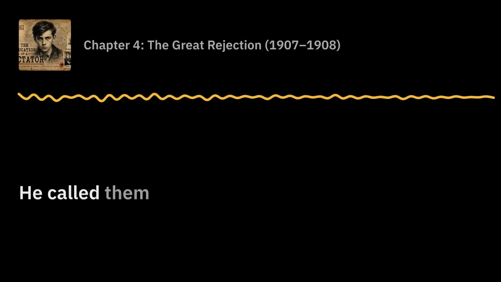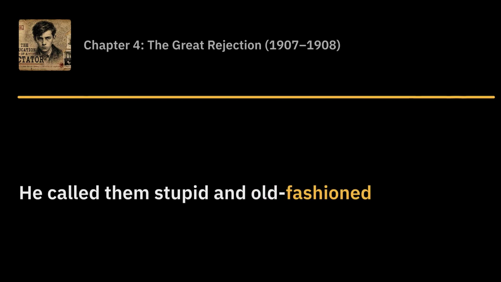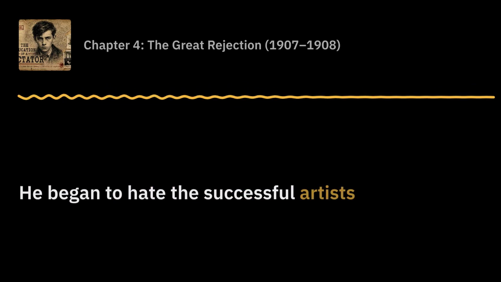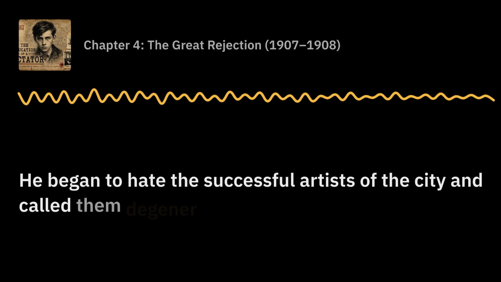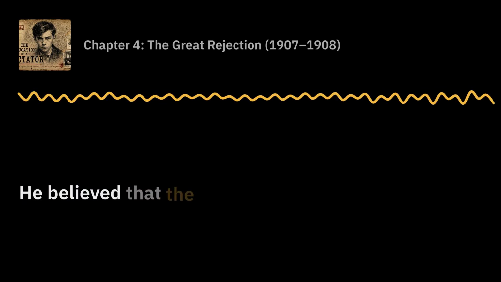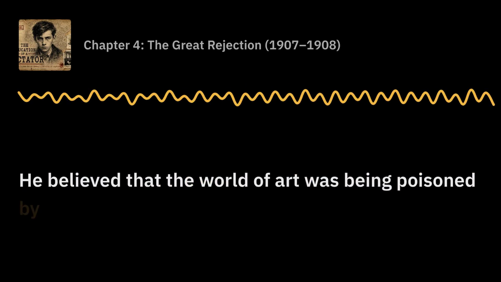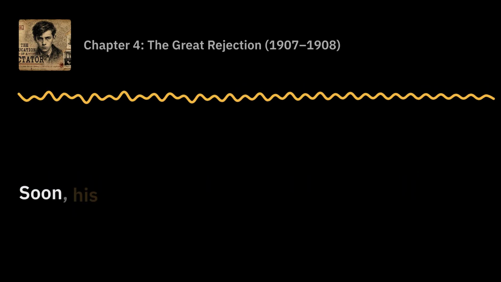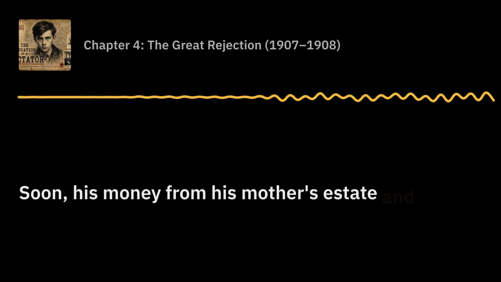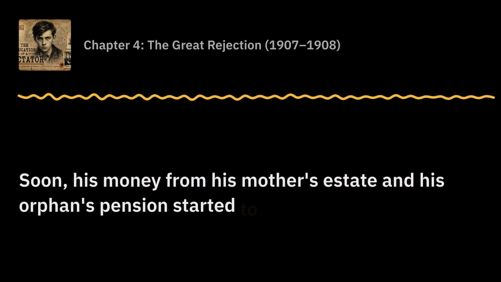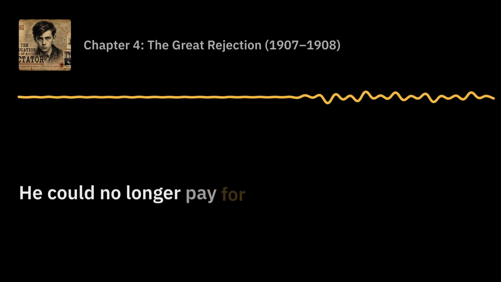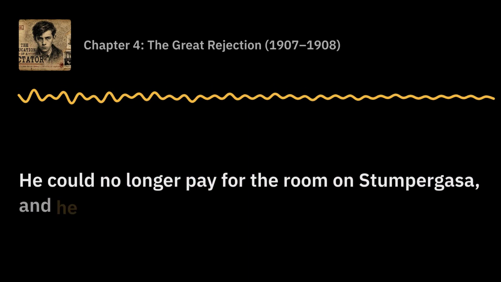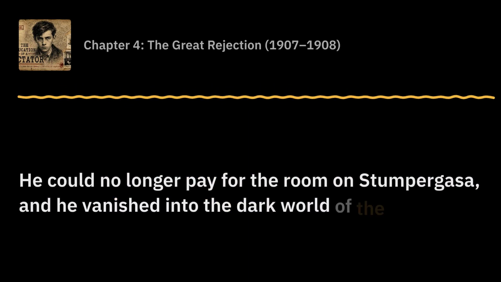He called them stupid and old-fashioned. He began to hate the successful artists of the city and called them degenerates. He believed that the world of art was being poisoned by a Semitic spirit. Soon, his money from his mother's estate and his orphan's pension started to run out. He could no longer pay for the room on Stumpergasse, and he vanished into the dark world of the homeless.